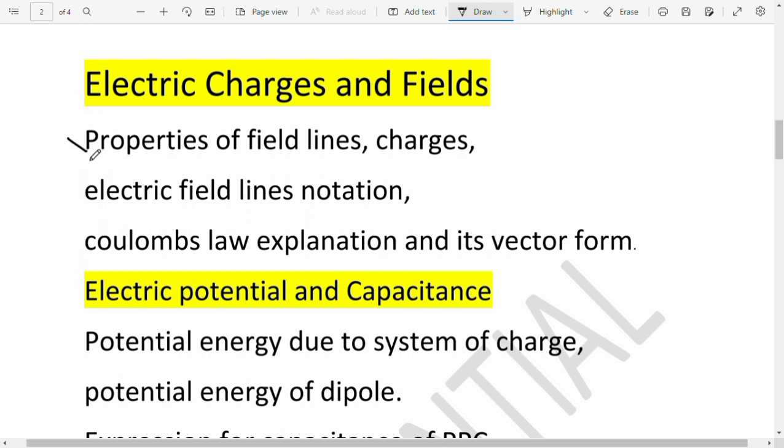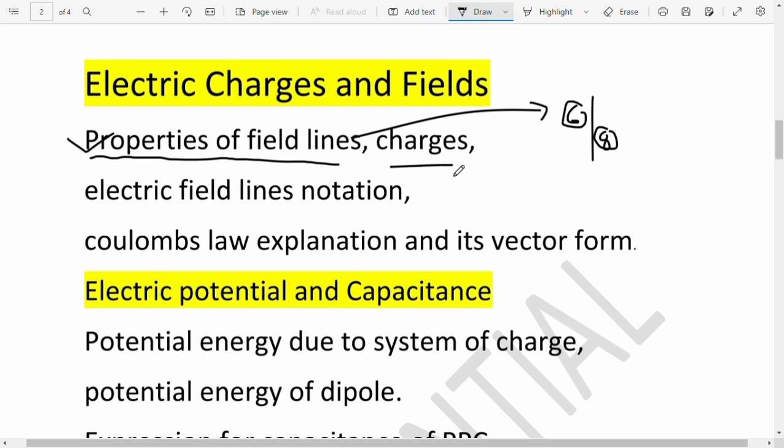Properties of field lines. I told you, for 3 marks you should write 6 points. How many points should you learn? You should learn 8 so that you can write 6. If you learn here, for 2 marks you don't need to go to these topics again. In physics, what appears for 3 marks, the same questions appear for 2 marks in similar cases, not in every lesson, but some lessons.